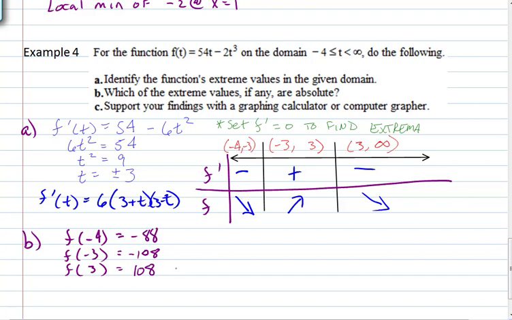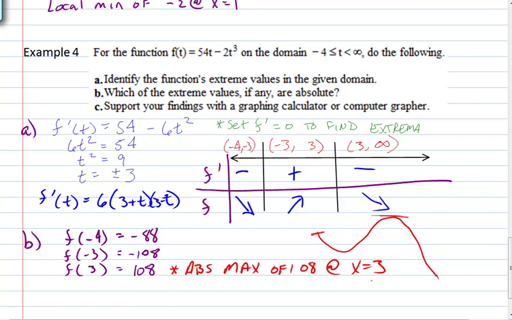This is going to be an absolute maximum, isn't it? At 3. Because we have a local maximum here. The shape of this graph is this. And because this point right here at 3 is higher than this point right here at -4, we're going to know that this is an absolute max of 108 at x equals 3.